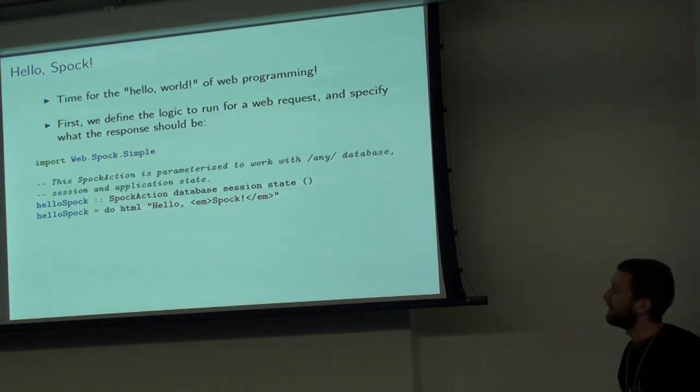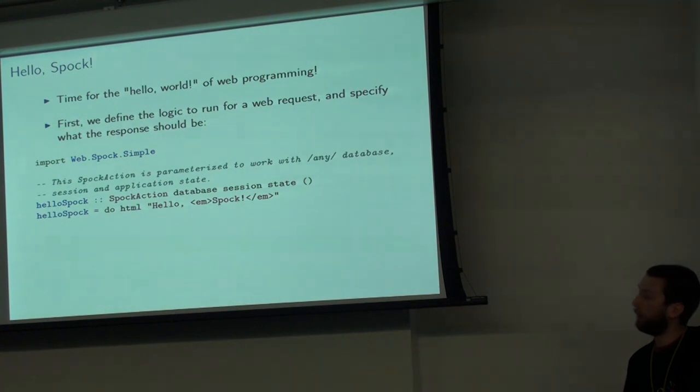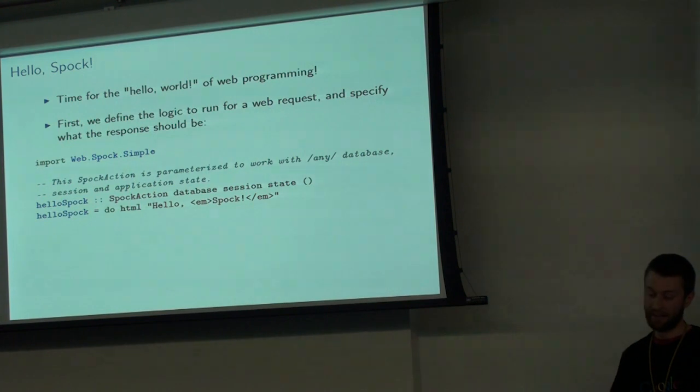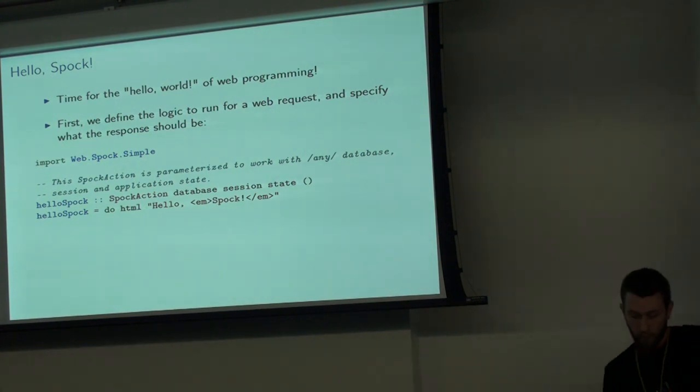And in the type of this, we can see that SpockAction might look a little scary there with all the type variables, but essentially SpockActions can be parameterized over database connections, a session type, and your application state. In this case, these are all lowercase, which means they're type variables, and that simply means that we don't care about the database type or the session or the state type, because this doesn't work with the database at all. It just emits a single piece of HTML.